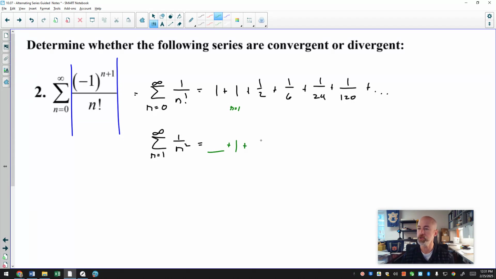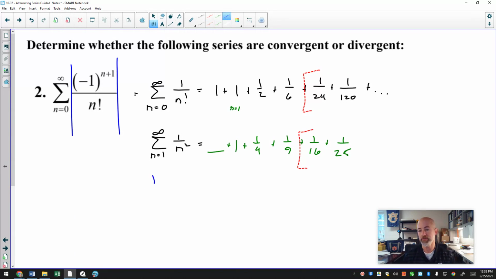Plus, if I plug in 2, we have 1 over 4. If I plug in 3, we have 1 over 9. If I plug in 4, we have 1 over 16. And at this point, I'm going to plug in 5, we have 1 over 25. At this point, from that term on, I can tell that 1 over n factorial is going to be smaller, significantly smaller than 1 over n squared.